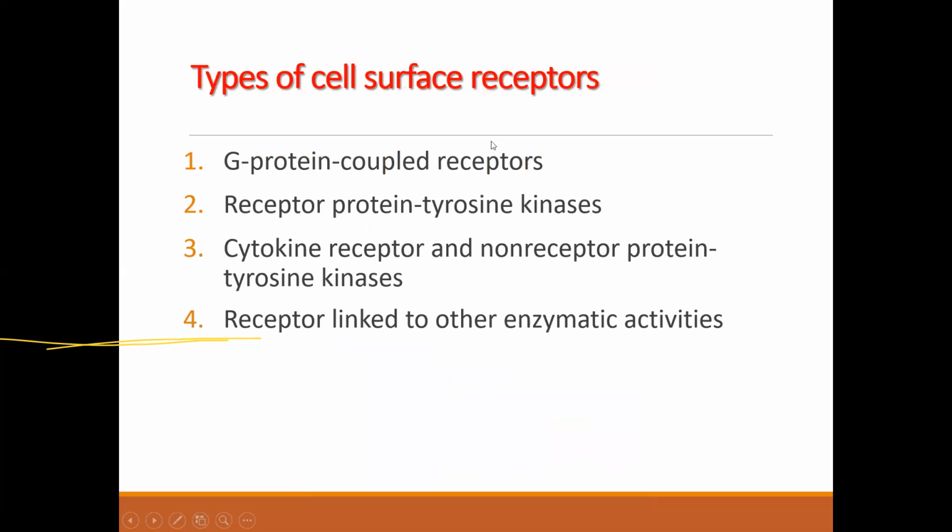There are four types of cell surface receptor. The first one we call G protein coupled receptor. The second one is the receptor protein tyrosine kinase. The third type of cell surface receptor is cytokine receptor and non-receptor protein tyrosine kinase. And the fourth type is receptor linked to other enzymatic activities.